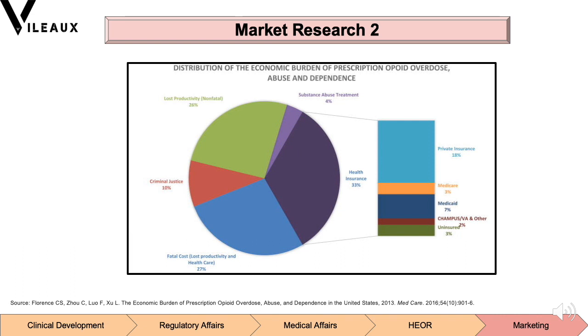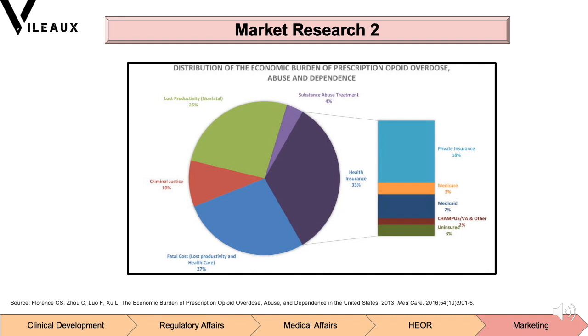Another research published in 2016 by the Medical Care journal looked at the data from the year 2013. It looked at the economic burden of prescription opioid overdose, abuse, and dependence in the United States. The first thing we notice is the total economic burden is estimated to be about $78.5 billion. Over 1/3 of this amount is due to the increased healthcare and substance abuse treatment costs, around $30 billion.